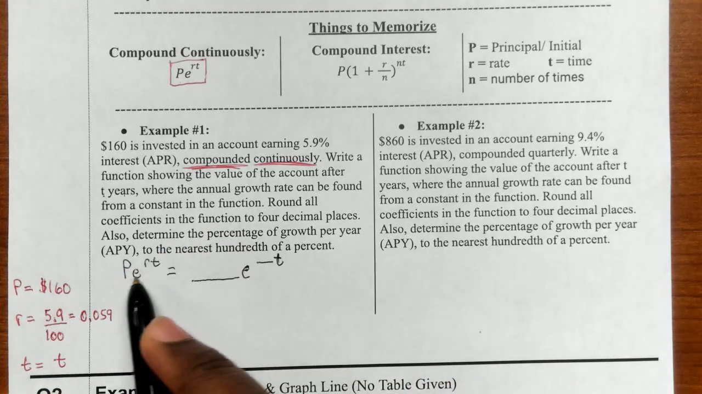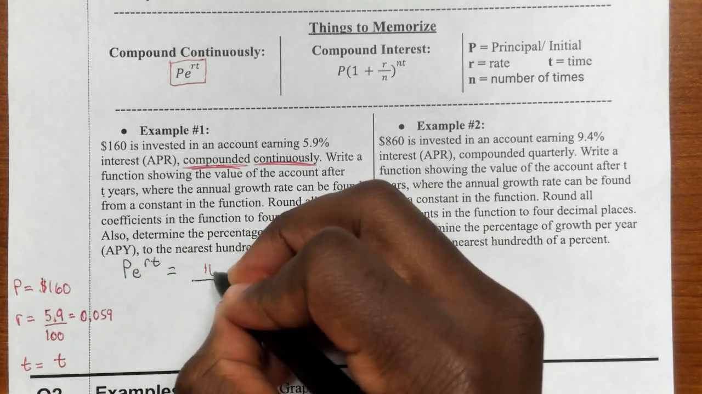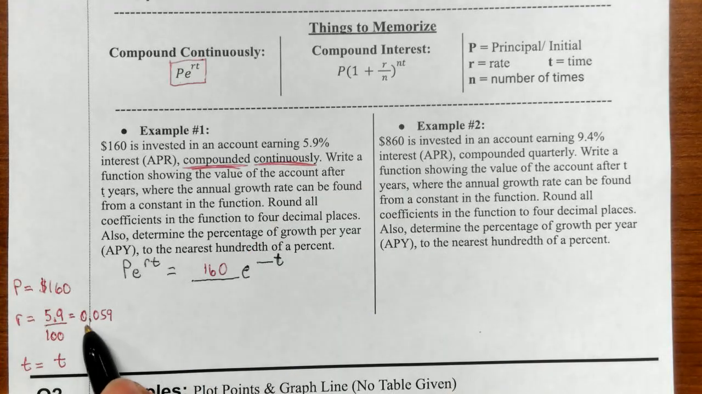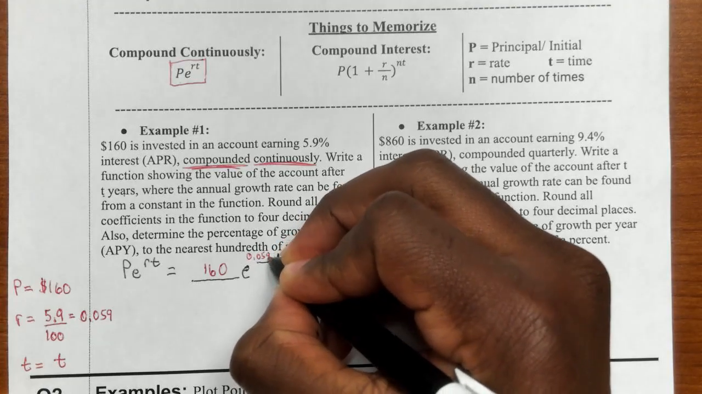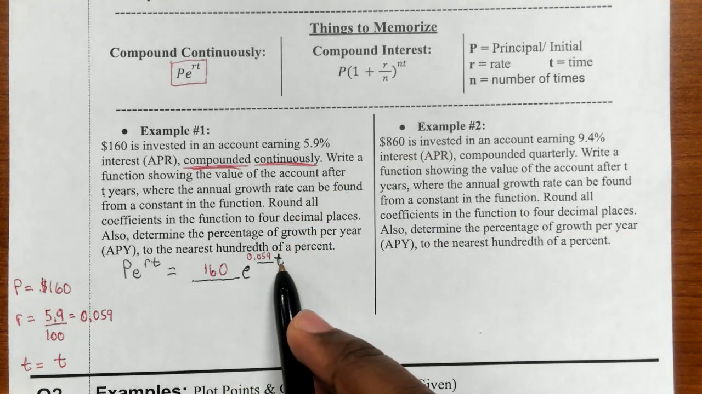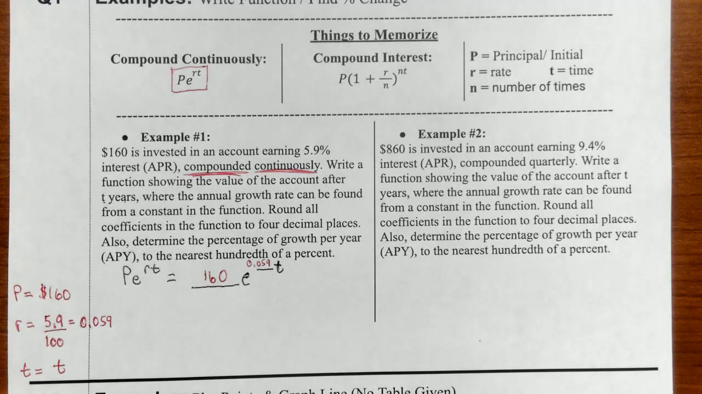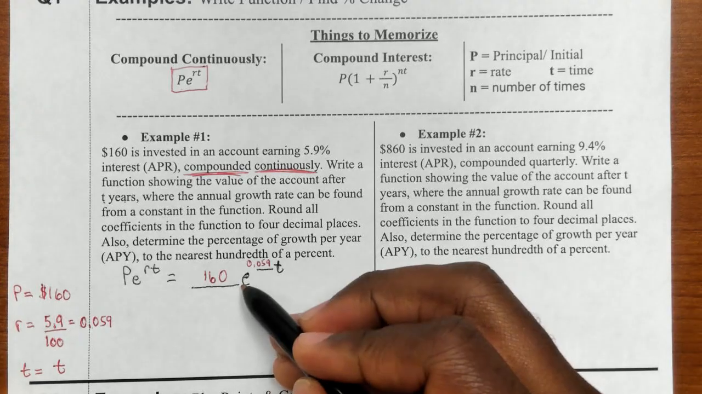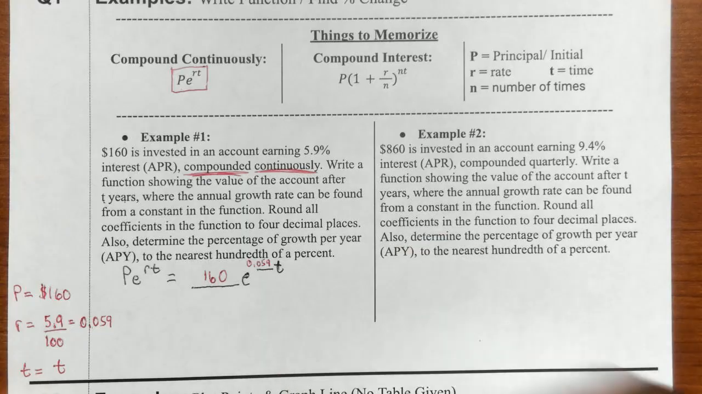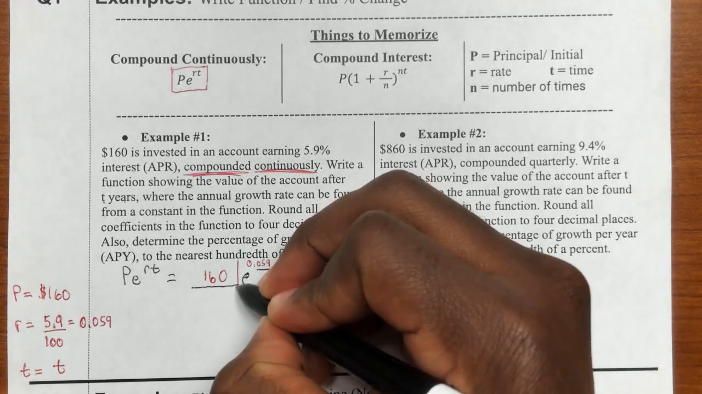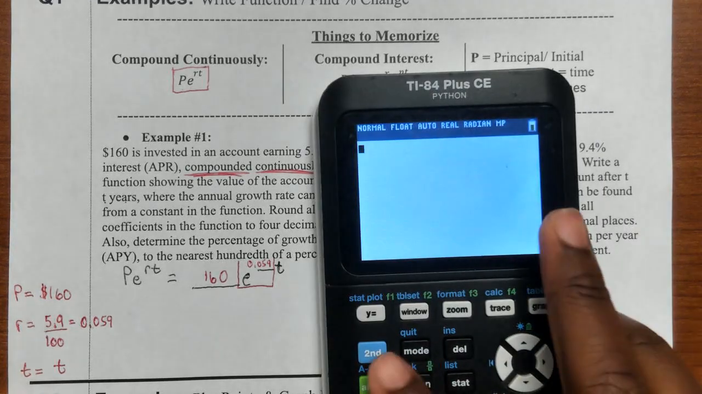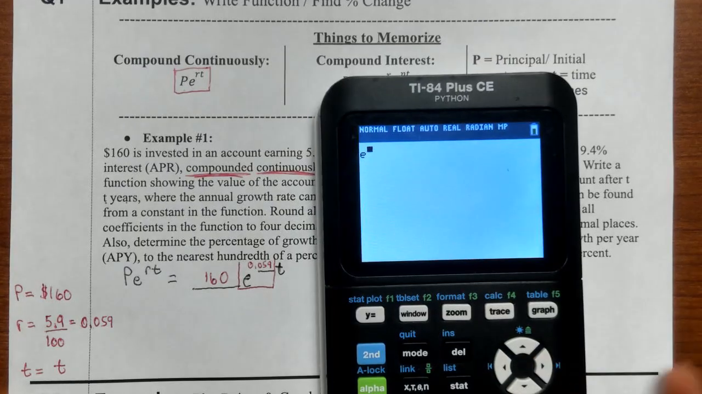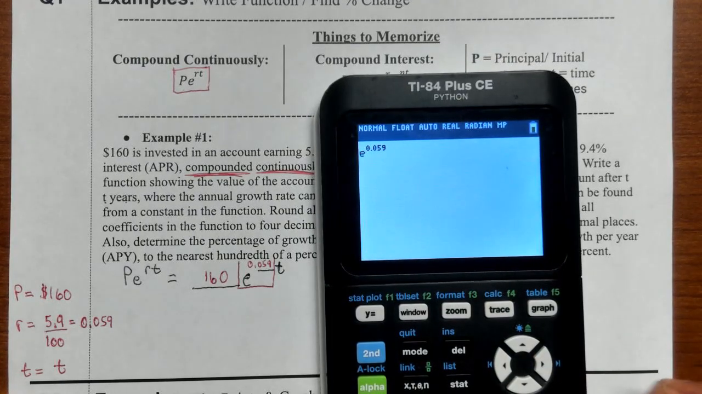So I'm now going to go ahead and substitute my P. My P is 160. Then I substitute my r. My r is 0.059. And as I said, the t stays the same because it doesn't tell us how many years. Okay? So now we need to calculate what the e to this exponent represents. So I need to calculate that amount. So I'm going to put that in my calculator. So again, you type it in just like how you see it. So you type the letter e, and then to the exponent 0.059.